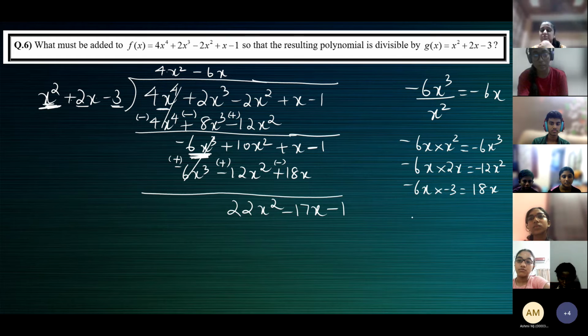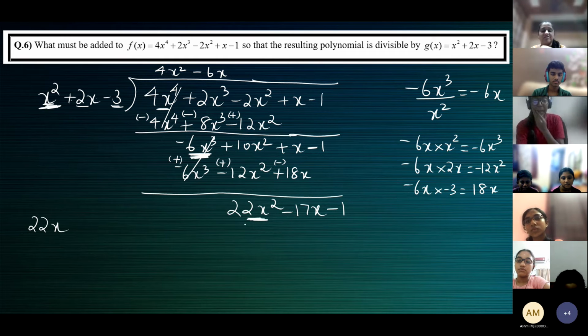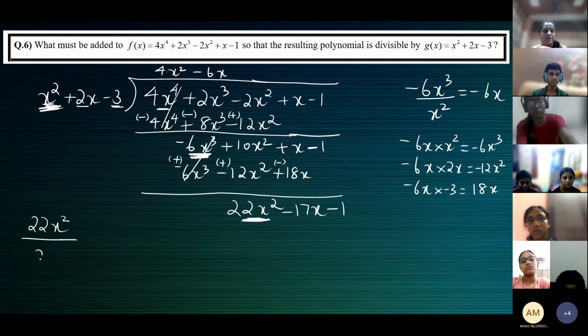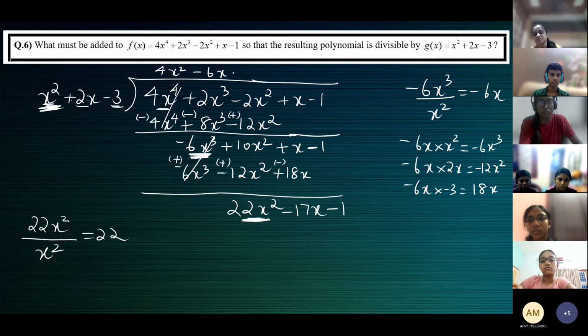Yes, Rajat. You divide 22x square by x square, ma'am, the first term. Divide the first term of the new dividend. Every stage you get a new dividend. So divide the first term of the new dividend by the first term of the divisor. So 22x square divided by x square. What do you get? 22. So plus 22 or minus 22? Plus 22.